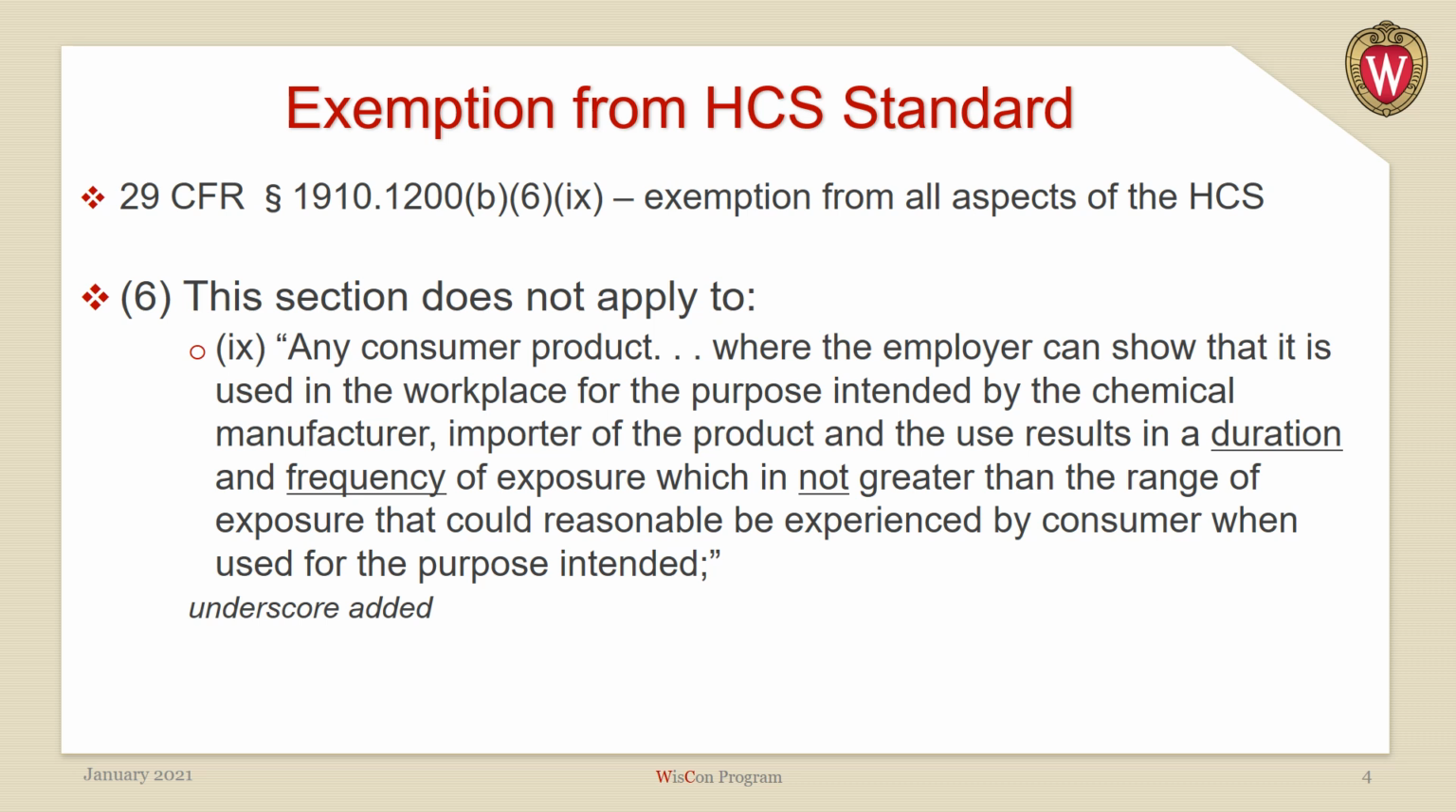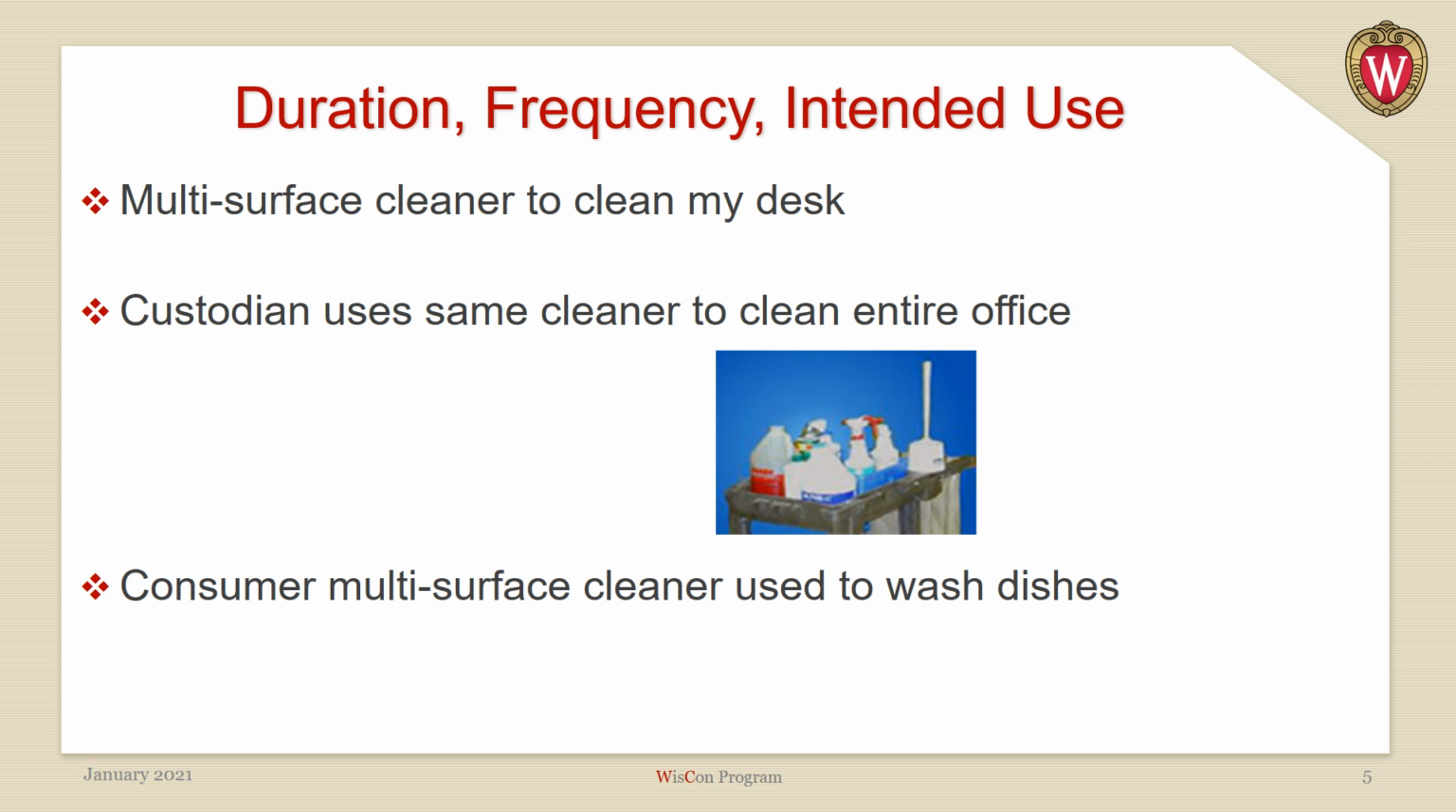For a consumer product to be exempt from all of the HCS requirements, the employer must show that the properly labeled consumer product is used according to label directions and that the employee's use of the product is for the same duration and frequency as that of a consumer. The key words in this exemption are duration, frequency, and intended use.